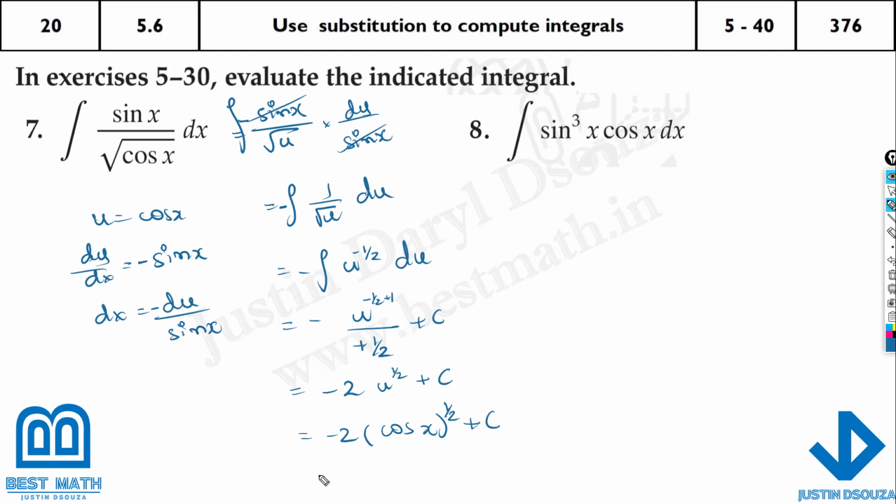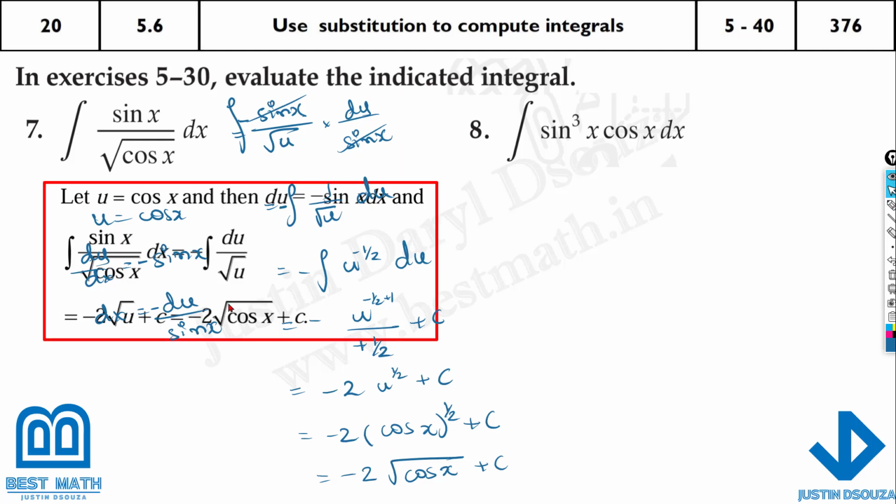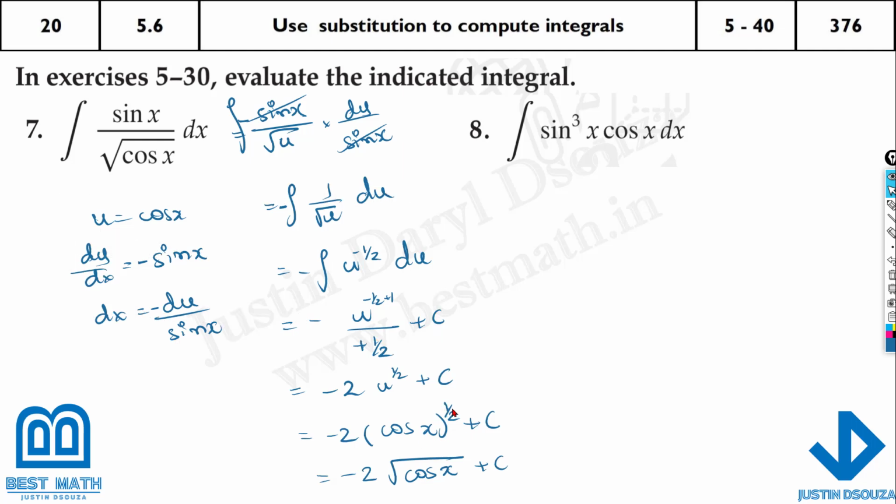This is the answer. Or you might also write it by going a step further. It is square root of cosine x plus c. It's up to you. Let's just look at the answer. What is written? They have written the square root of cosine x plus c. But since it's an exam, even if you write it as a half power, you should get the full marks. But generally the square root radical symbol is written.